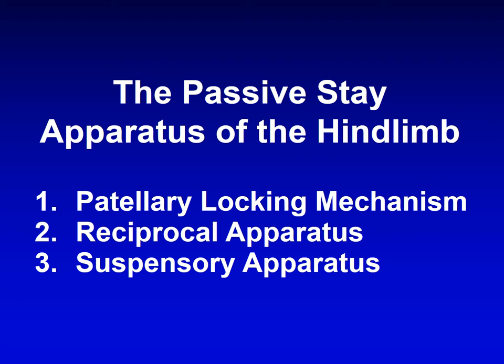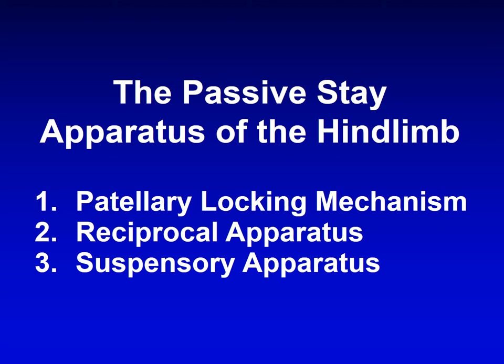Now, the third and the last component of the passive stay apparatus of the hind limb is the suspensory apparatus. The suspensory apparatus is identical to the suspensory apparatus in the forelimb. It consists of the suspensory ligament, the proximal sesamoid bones, and ligaments. These are the structures that form the suspensory apparatus.